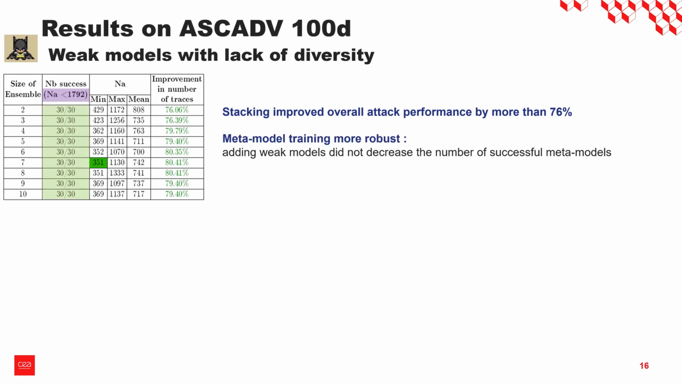It is interesting to observe that on this dataset, stacking aggregation and meta model training proved to be more robust. Adding weak models did not decrease the number of successful meta models. This may be explained by two reasons. First, on this dataset, the prediction task is more complex due to the presence of a high desynchronization effect on the traces. And secondly, because the weak models have very close predictions due to the lack of diversity problem. So the addition of weak models in the ensemble brought very little knowledge, and therefore, stacking ensemble didn't become overly complex for the learning task, and the meta model did not immediately overfit like in the previous experiment.